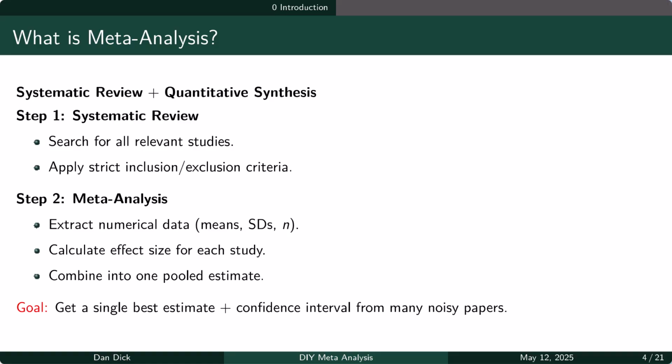The second part is, after you find all of the papers included within your systematic review, you extract numerical data, which includes the means, the standard deviations, and the number of observations. That allows you to calculate the effect size for each study. The effect sizes from each study are then combined into one pooled estimate, which is the overall effect size of that topic. So the goal is to get a single best estimate and confidence interval from noisy papers.